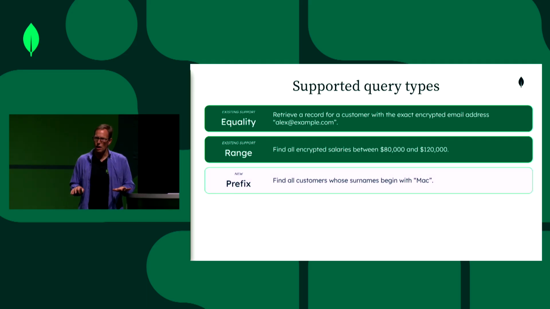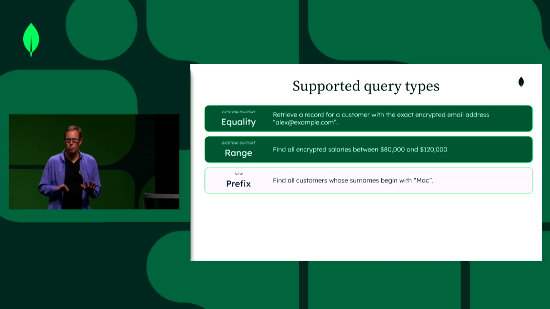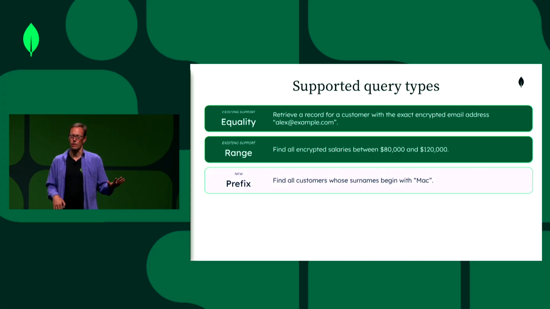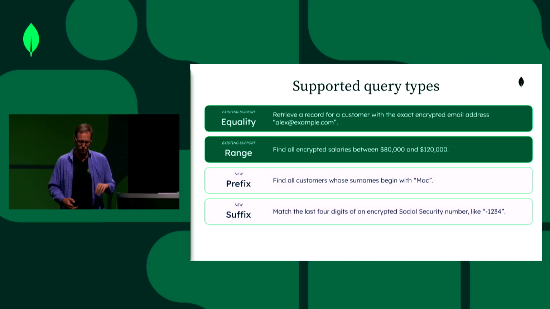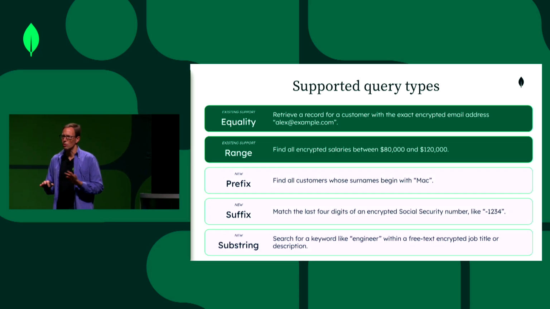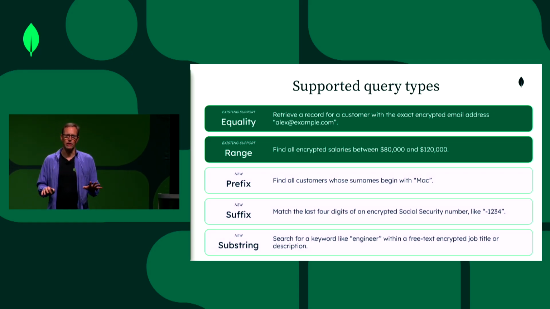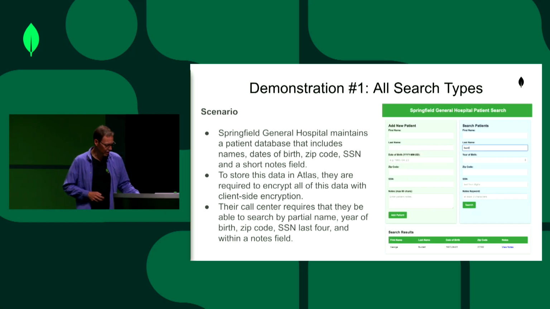And today, we have just released in 8.2 as preview expressive query types that include prefix queries. So I'm going to demonstrate this in just a second. You can find all customers whose surnames begin with a certain few characters. Suffix queries, same thing. Last four of an encrypted social security number, you can query on that. And substring queries. So maybe you have a notes field or some free-form records that are encrypted because it may contain sensitive data. You can perform that query. So I'd like to jump right into the demonstration if I could.